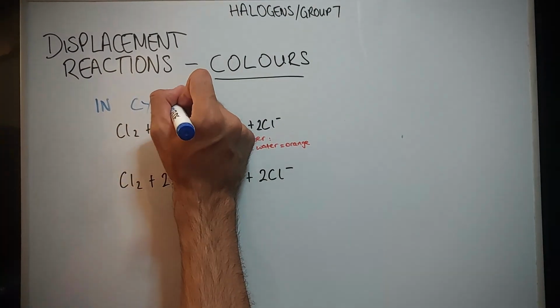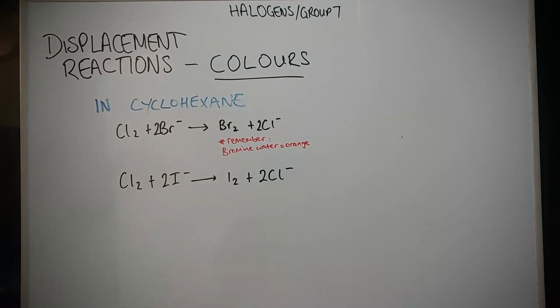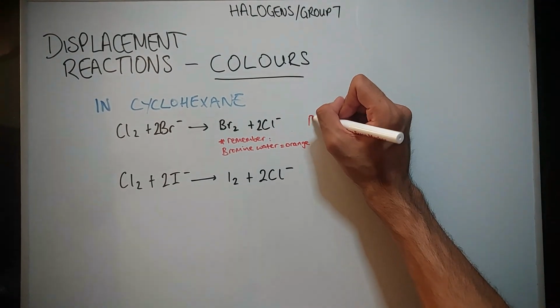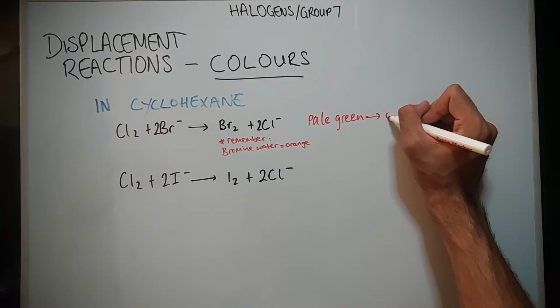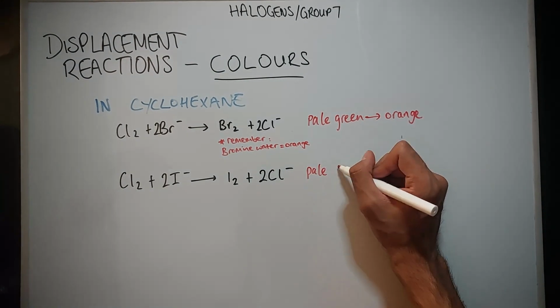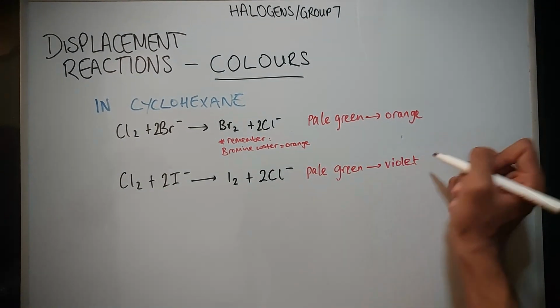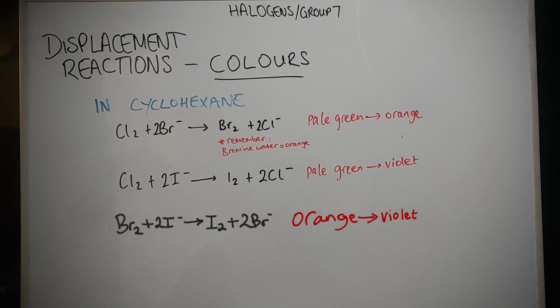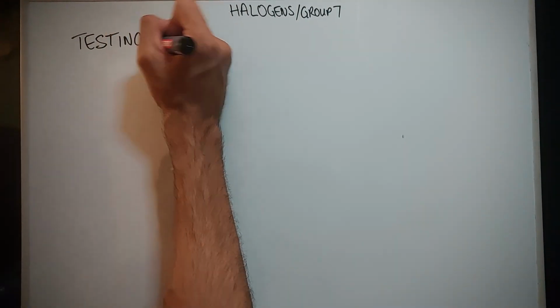Using an organic solvent, it's much easier to see the displacement of iodide ions, as the colors are very different. When chlorine displaces bromide ions, the color changes from pale green to orange. When chlorine displaces iodide ions, the color changes from pale green to violet. When bromine displaces iodide ions, the color changes from orange to violet.